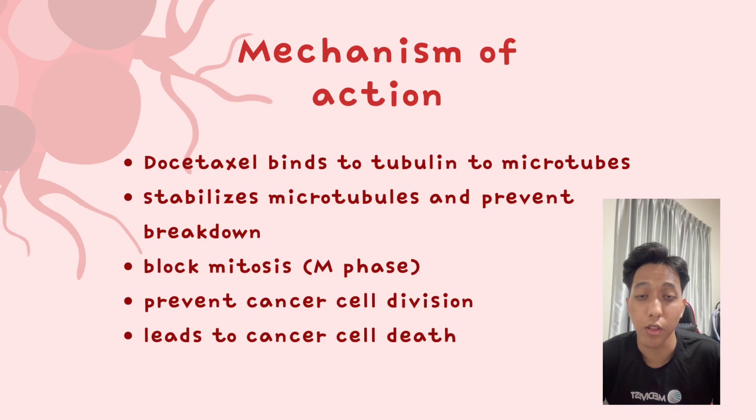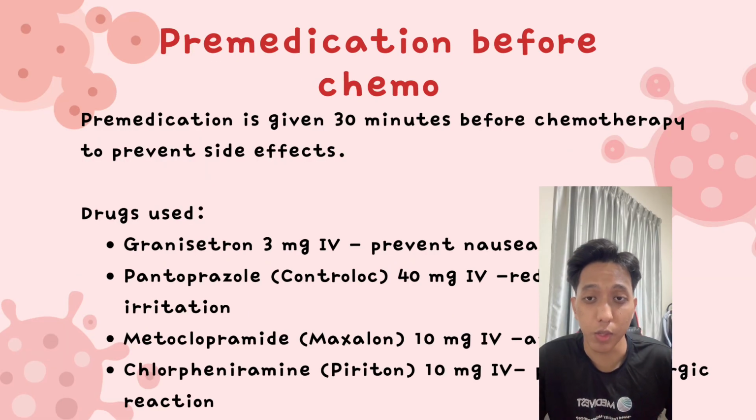Next, I will explain the mechanism of action. Docetaxel works by affecting the microtubules inside the cancer cell. It binds the tubulin protein and stabilizes the microtubules, preventing them from breaking down normally. This disrupts the mitosis process during cell division, causing the cancer cell to become arrested in the end phase of the cell cycle. As a result, the cancer cell cannot divide and eventually undergo programmed cell death, also known as apoptosis.